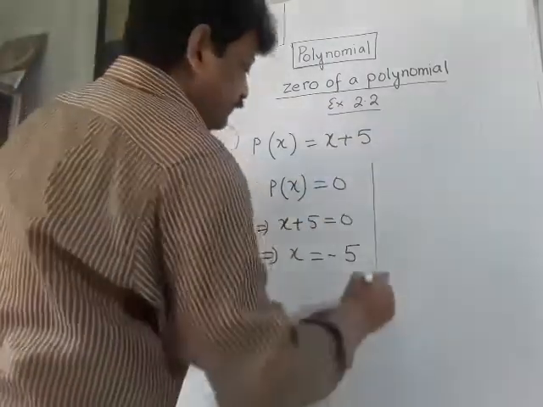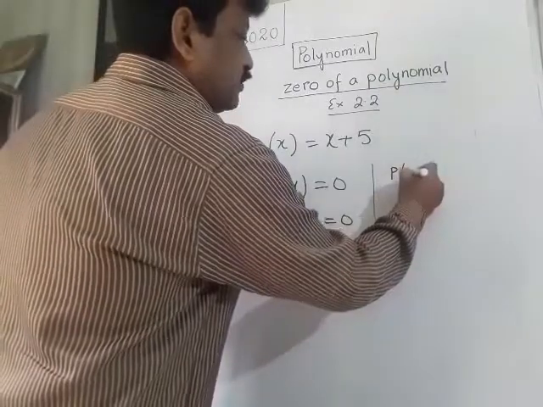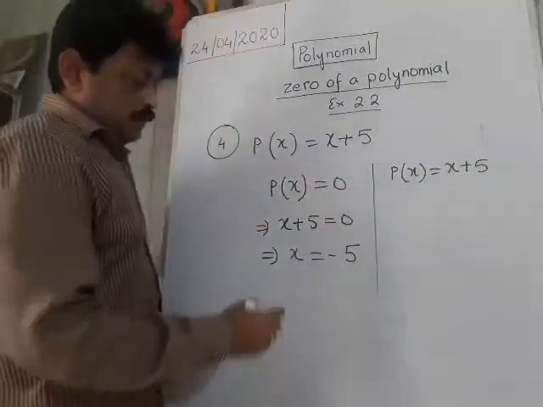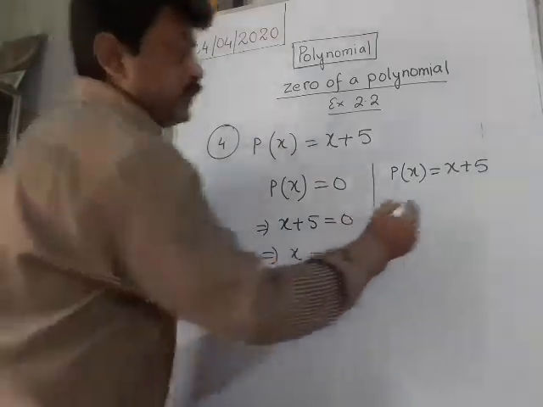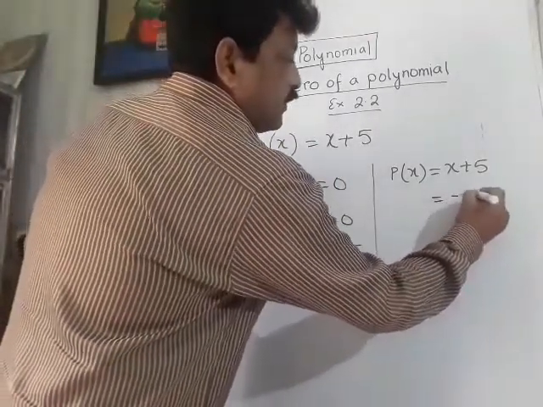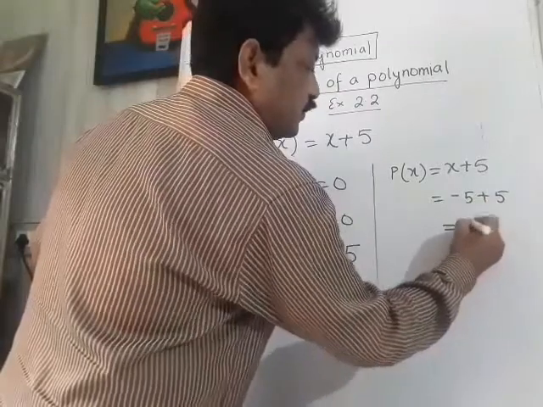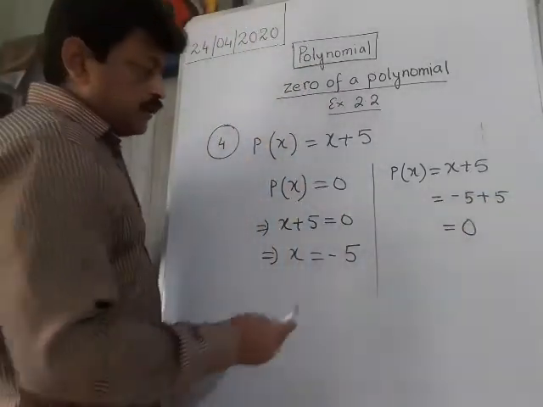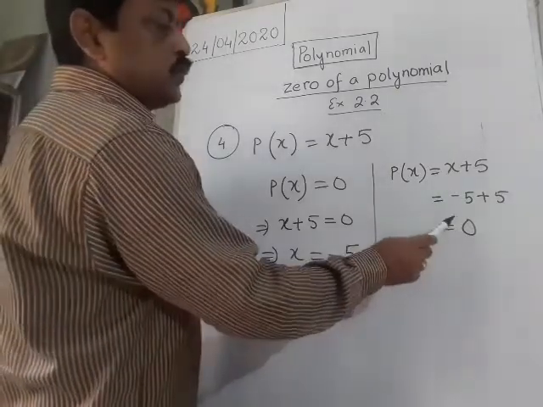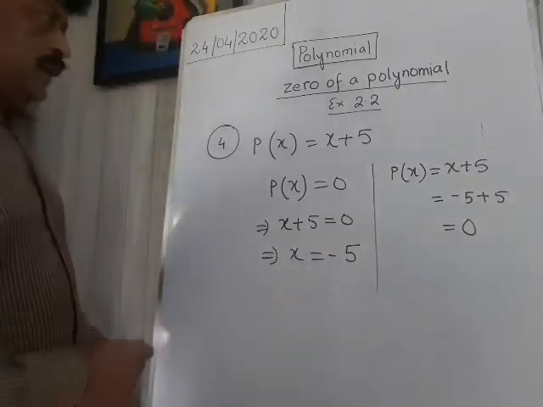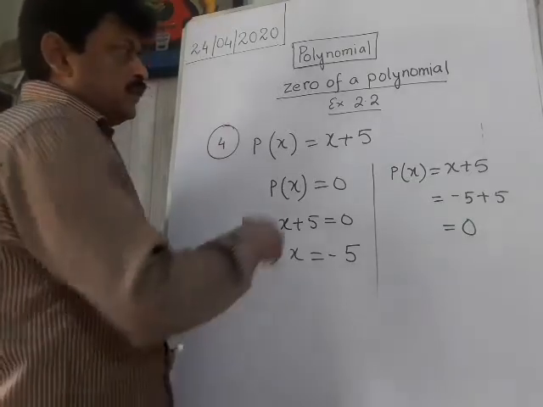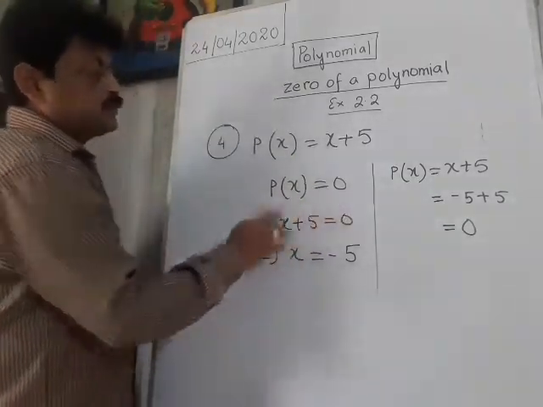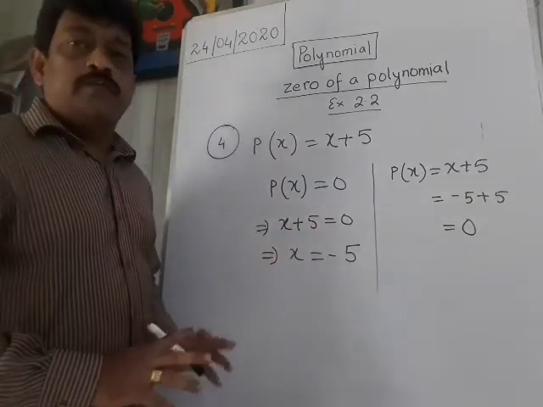Let us verify. So p(x) equals x plus 5. Now let me replace x with minus 5. So that gives minus 5 plus 5 equal to 0. Hence it is verified that minus 5 is the zero of the polynomial. So in this way, if any polynomial is given to us, we can simply use this equation p(x) equals 0 to find the zero of any polynomial.